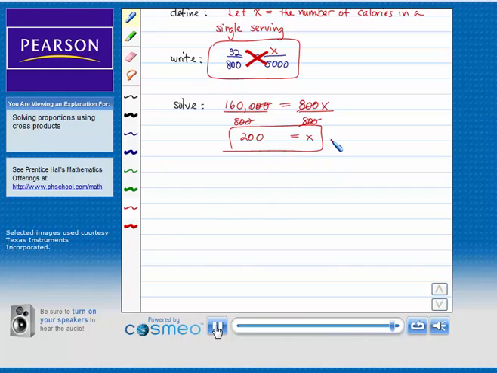All right? Well, I think that if you follow those simple guidelines for setting up proportions and for solving, you should be able to do fine. So I urge you to work carefully and work well.